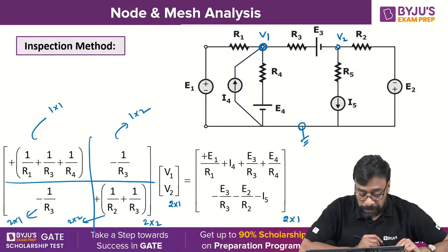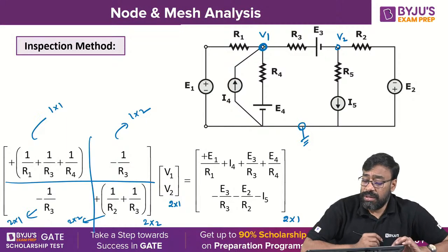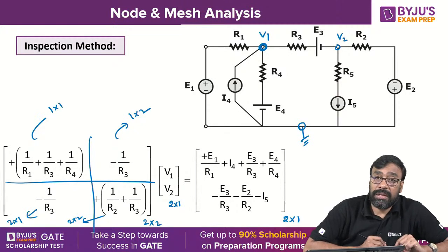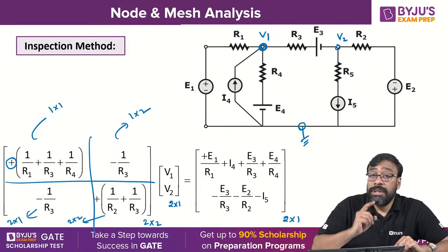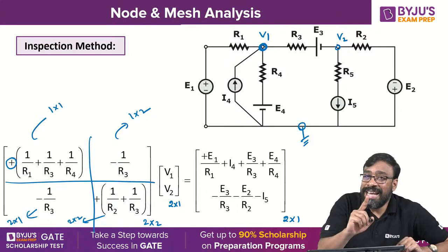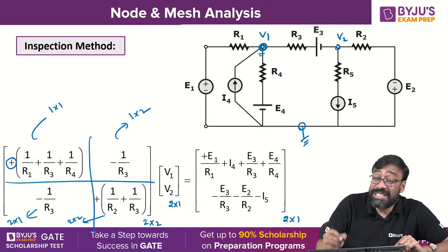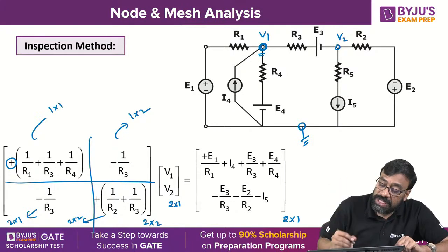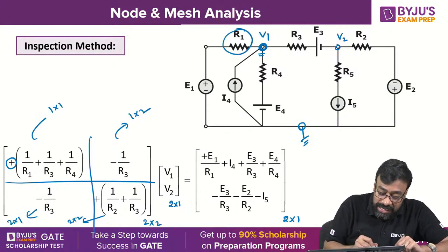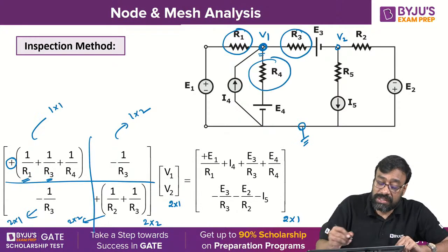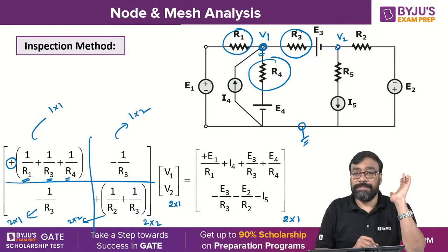Okay, well, clear. For the 1-1 element, whenever you write, just see how many resistive elements are connected at node 1. And take the predefined sign positive. Take the predefined sign positive. And take the sum of conductances connected to node 1. Conductance means what? The reciprocal of resistance. In mesh analysis, we applied the sum of resistances in the loop, right? Here, the sum of conductances at node 1. Tell me, R1 is the resistance, conductance is 1 by R1. R3 is the resistance, conductance is 1 by R3. R4 is the resistance, conductance is 1 by R4. Sum of conductances. You understand?